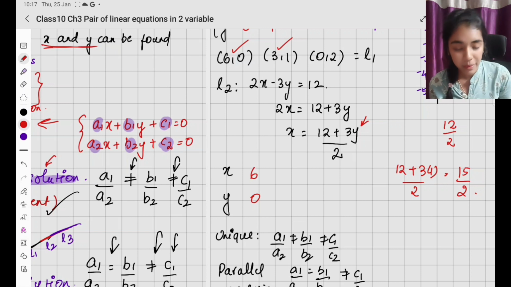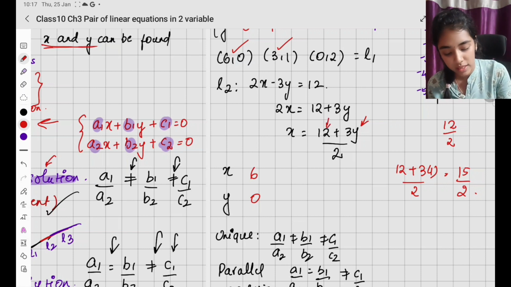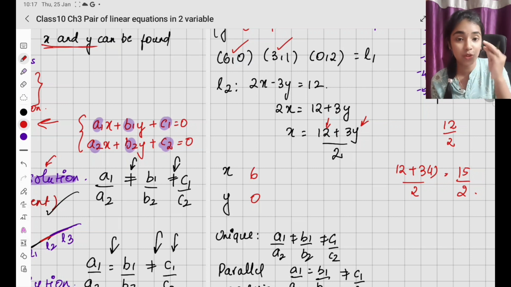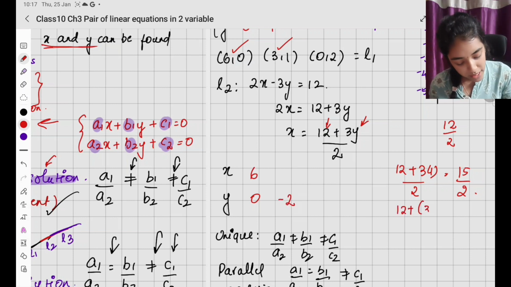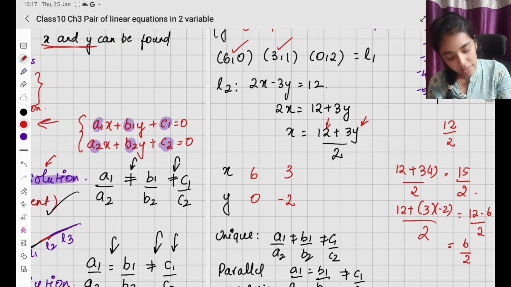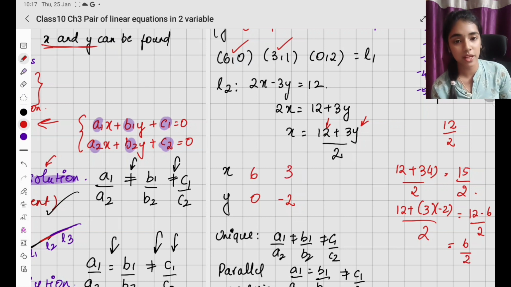So what am I going to do? Let me take some negative values. Here there is 12, which is a big number. So since you add, you are going to get a bigger number. Plotting in the graph is a little difficult. So let's take negative values. So let us take even numbers which are negative. So you have 12 plus 3 into minus 2 divided by 2. So you have 12 minus 6 divided by 2, which is going to be 6 divided by 2, 3. So when y value is going to be minus 2, x value is going to be 3.